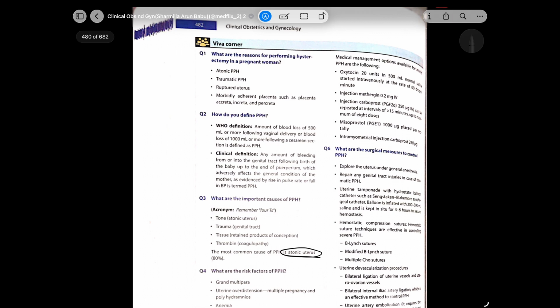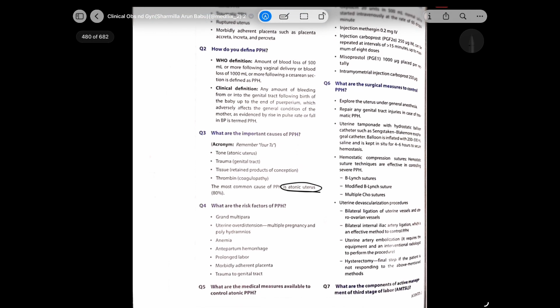Medical management options available for atonic PPH are oxytocin 20 units in 500 ml normal saline, started intravenously at the rate of 60 drops per minute. Injection methergine 0.2 mg IV. Injection carboprost, which is a PGF2 alpha, 250 microgram intramuscularly, can be repeated at intervals of more than 15 minutes up to a maximum of 8 doses. Misoprostol PGE1 1000 microgram placed per rectally. Intramyometrial injection of carboprost 250 microgram.